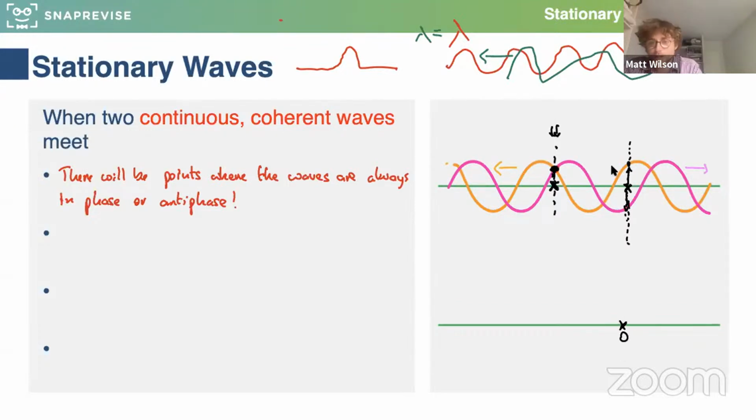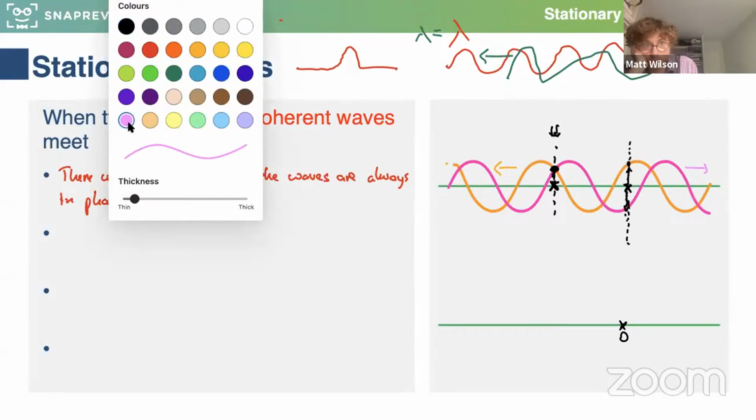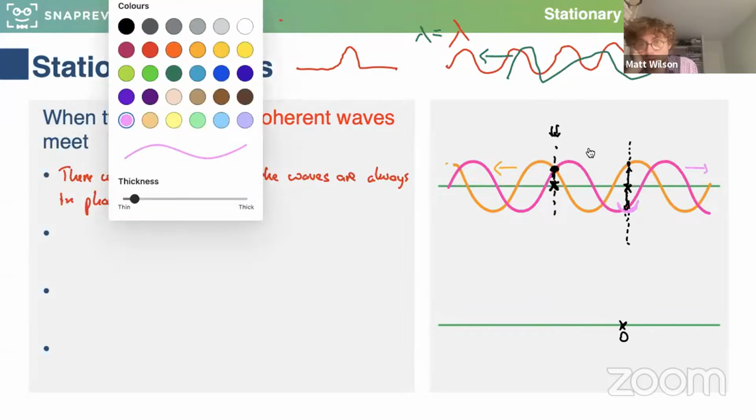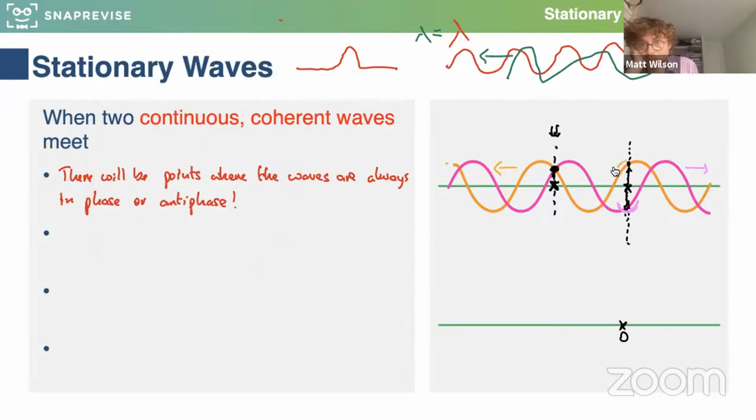Let's imagine what happens a bit of time later. So the pink wave will move to the right. In fact, you can imagine the pink wave actually moves so far to the right that its peak is at this point here now. The orange wave is moving the other direction. The orange has moved to the left. And if the orange wave moves to the left, its peak is going to end up here now as well. So even at a later time, they're still going to be perfectly working against each other. One is as far up as the other is down. So the resultant displacement between the two is still going to be zero.